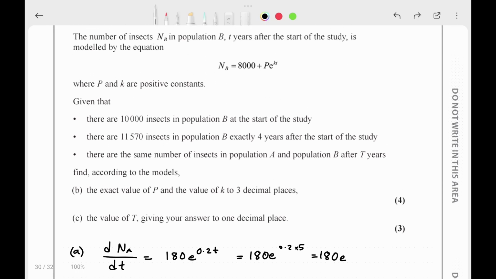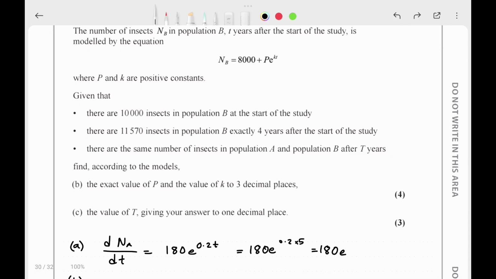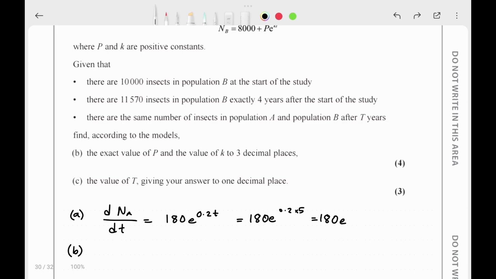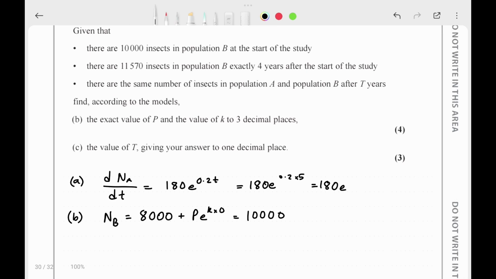So, right off the bat, we can say that P is equal to 2,000. Why? Because initially, there are 10,000 insects, and initially the value of T is 0. So NB is equal to 8,000 plus P times e to the power K times 0. This is equal to 10,000. And e to the power K times 0 is equal to e to the power 0, which is equal to 1. So this entire thing becomes 1. So P is equal to 10,000 minus 8,000, which is equal to 2,000.